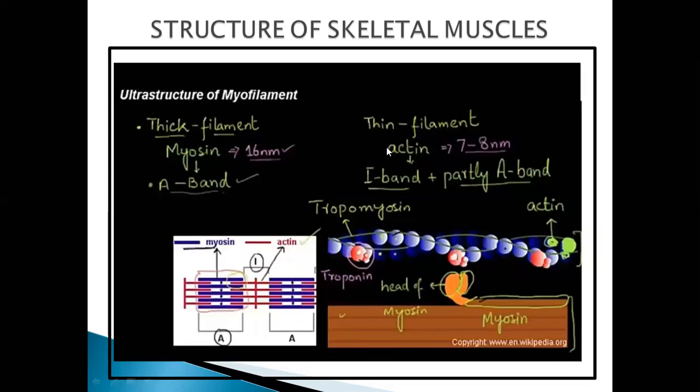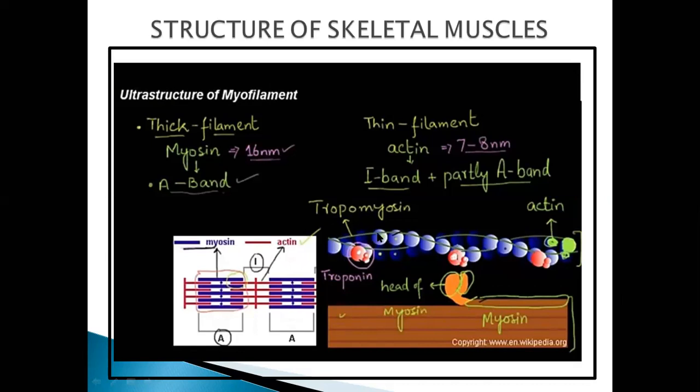Here is the ultrastructure of the myofilaments. We saw the myosin and actin proteins, which make the A band and the I band. Here was the structure of the myofilament: the dark band is present and consists of myosin protein, and the next part is actin, which is the light band.